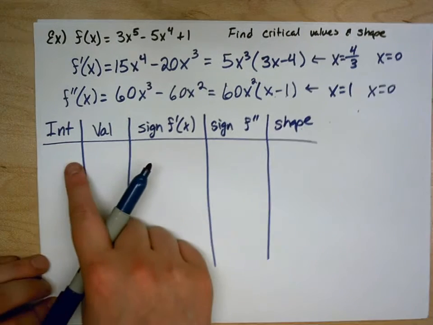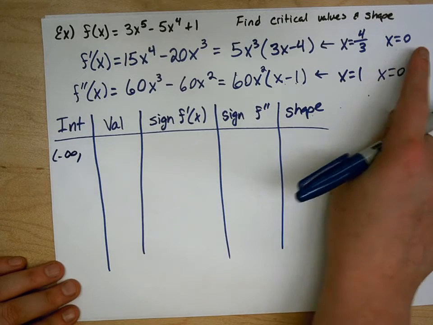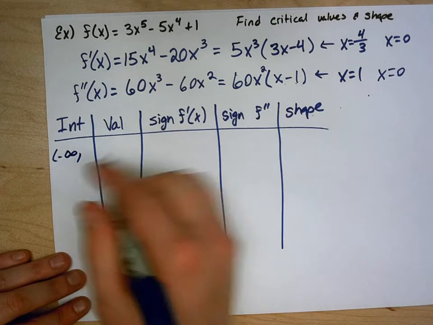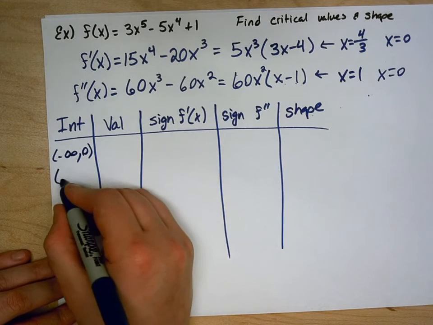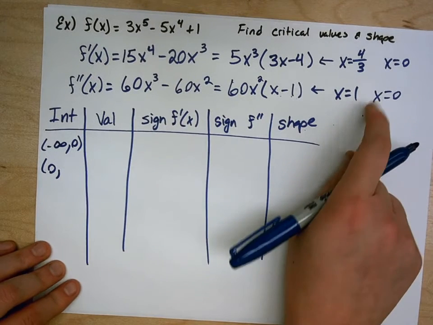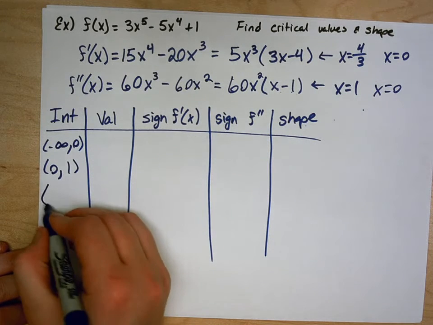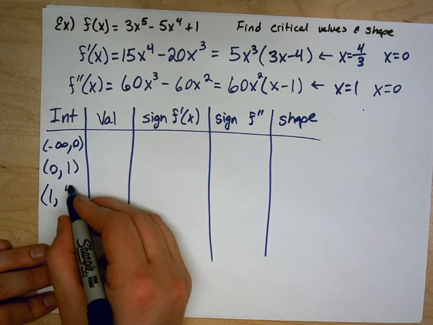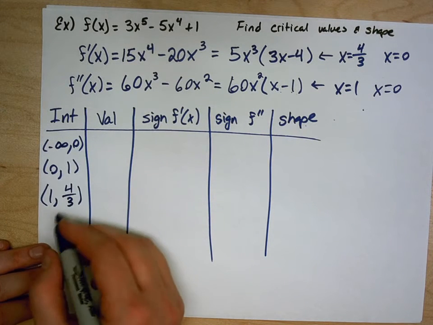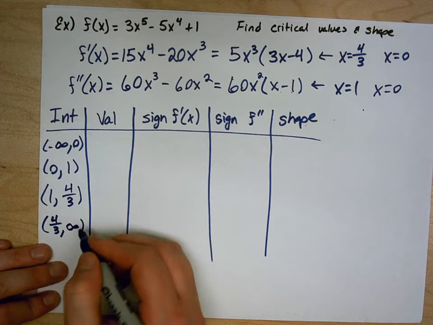All right, so let's pick an interval. So we're going to go from negative infinity to our smallest value, which is 0. We're going to go from 0 to our next smallest value, which is 1. Remember, 4/3 is greater than 1. Then we're going to go from 1 to 4/3, and from 4/3 to infinity.